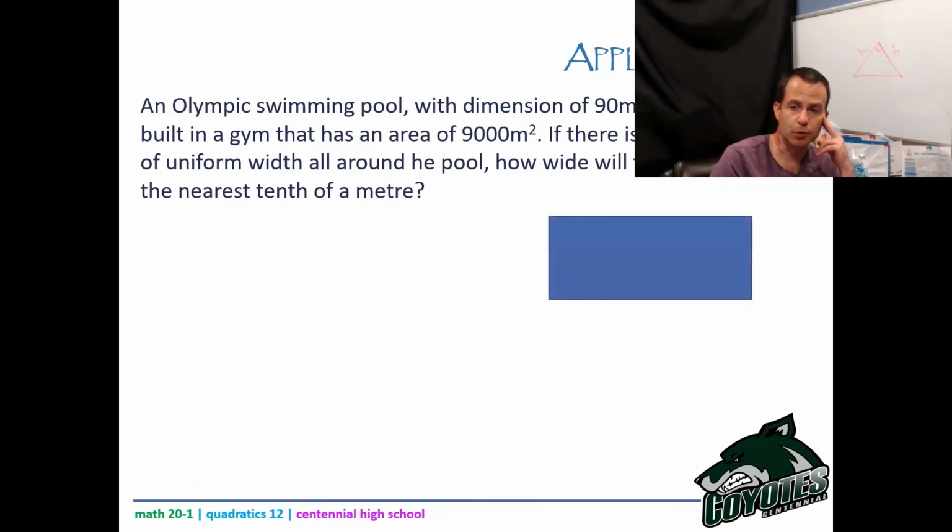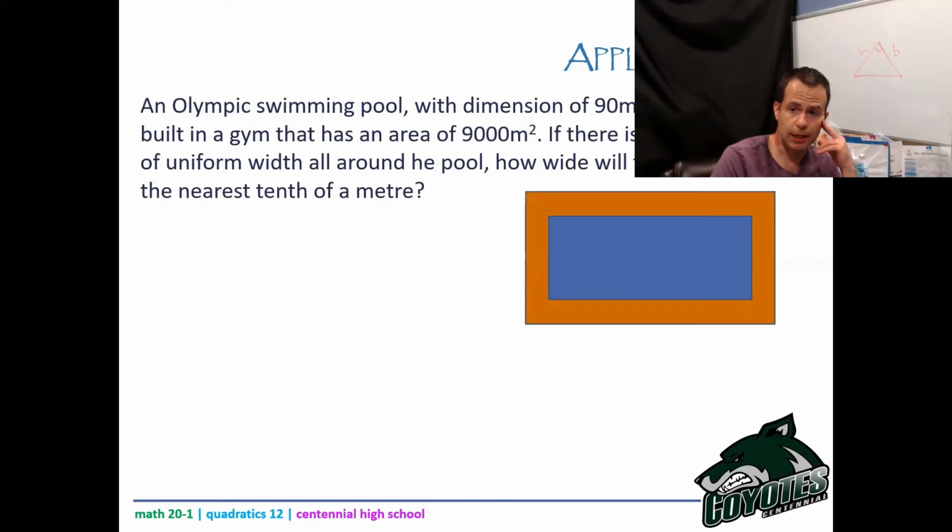So here's my pool, okay? And what we're going to do is put a sidewalk all the way around it, okay? And the sidewalk is of uniform width. So what that means is this guy and this guy and this guy and this guy are all the same. So that's what I'm going to define as x, okay? That's the width of the sidewalk.